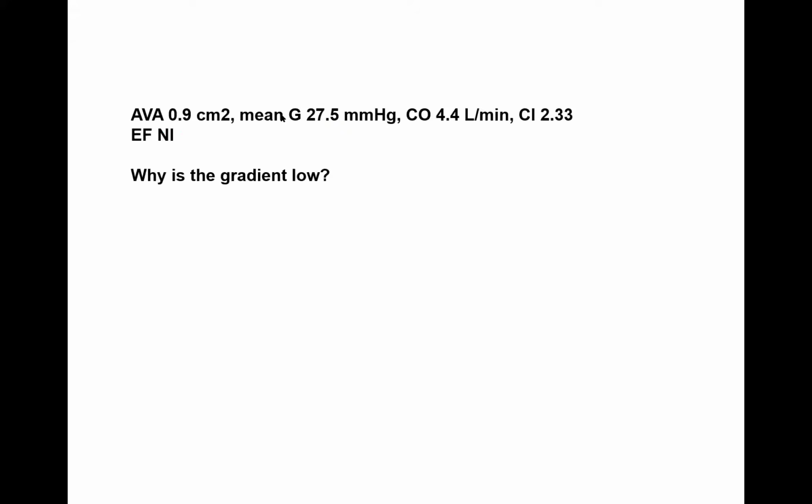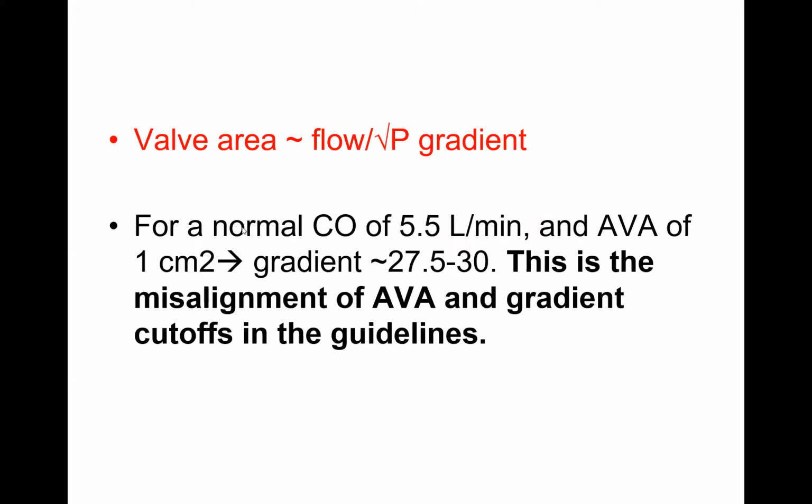So one explanation of having a low gradient is having a low flow. But there is another explanation that we don't often talk about, and this is what Arouj described. Plug into this Hakki equation: valve area, cardiac output, square root of pressure gradient. For a valve area of 1 and a cardiac output of 5.5, what would the pressure gradient be? It is 27.5, if you do the math. So this is a very important idea.